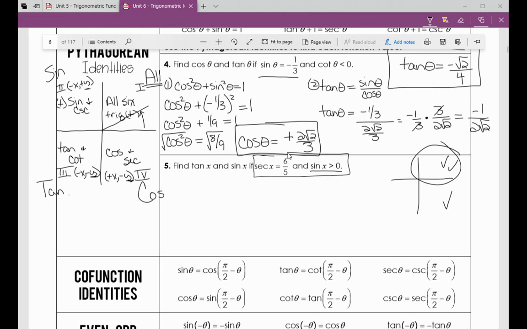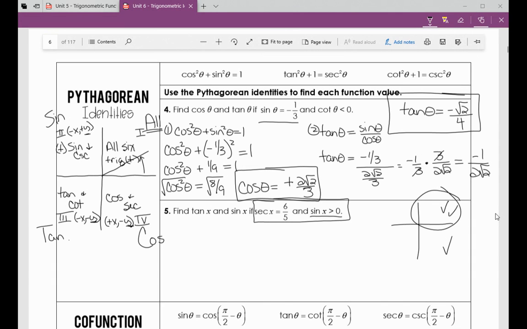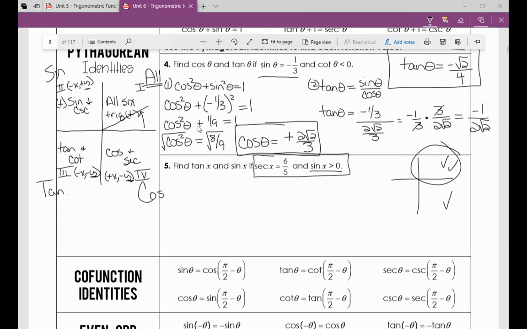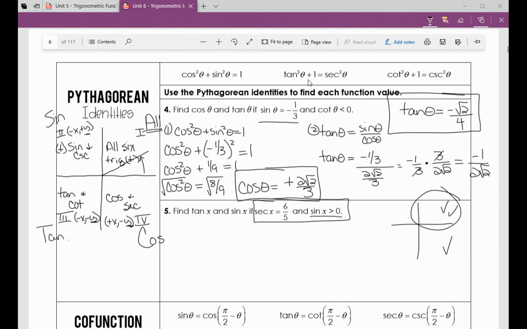This tells you what quadrant you should be in so that you know when you do the square root properties that you are finding the right values. All right. So first thing it asks us to find is tangent. If you look back up here, you have a direct relationship between tangent and secant. Do y'all agree?